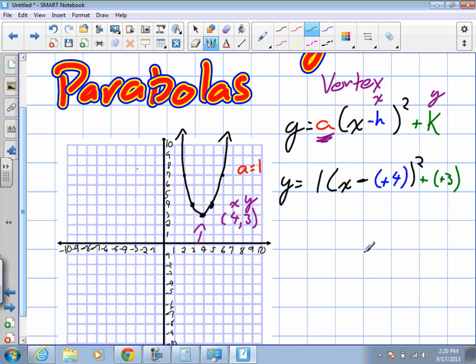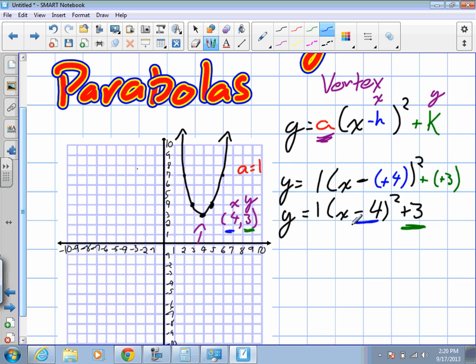Now from our integer rules, we have to remember how to add and subtract, so simplifying them. This would read y equals 1 times (x, what would this become? Negative 4) squared. And what does this become? Plus 3. Okay? So if you notice, the k value of the vertex is identical to the y. The h value is what? Opposite. Okay? So we need to keep that in mind when graphing.